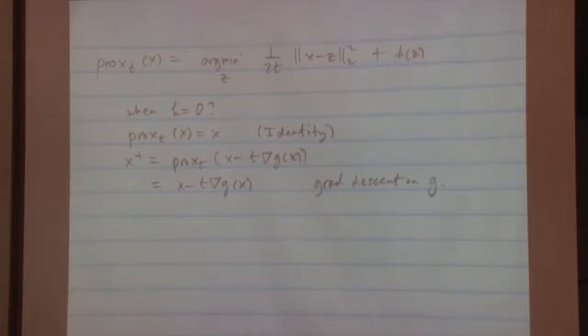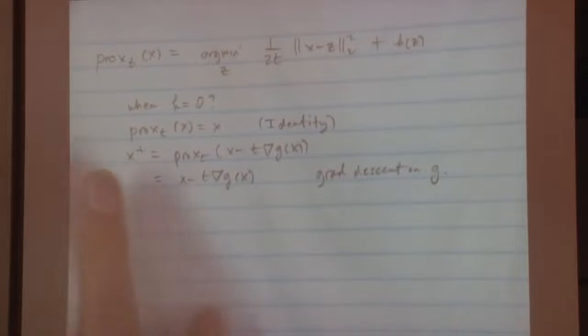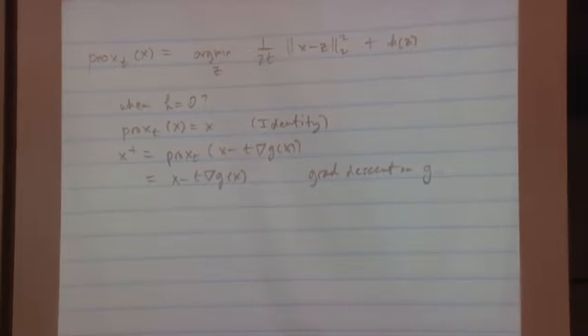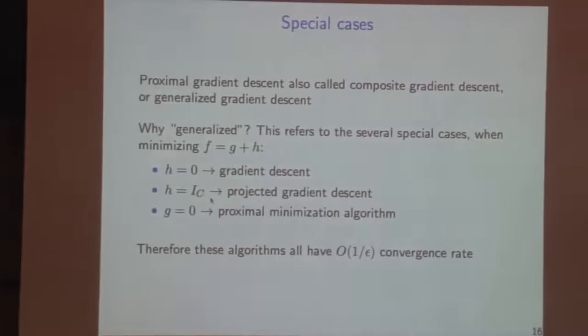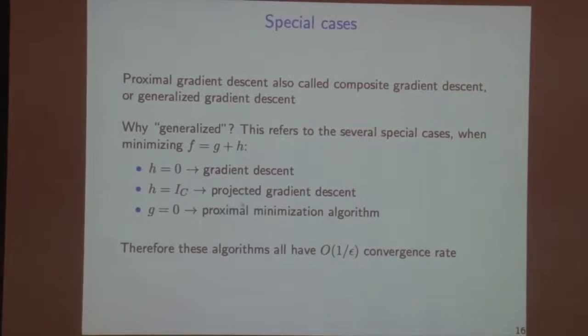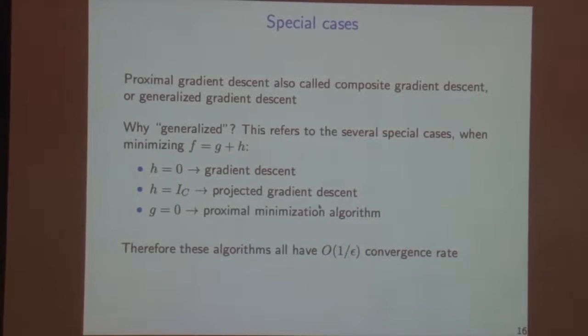So when h is 0, when all we have is a smooth part, we're not doing anything different than gradient descent. That's comforting. When h is the indicator of a certain set, we get back an algorithm called projected gradient descent. So we didn't talk about how to do gradient descent with constraints. Proximal gradient descent actually provides a way to do that. When g is 0, we get something called the proximal minimization algorithm. Something we haven't learned yet.